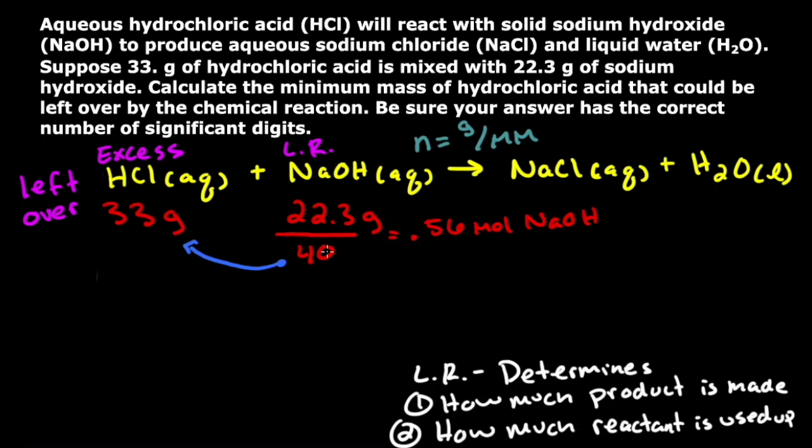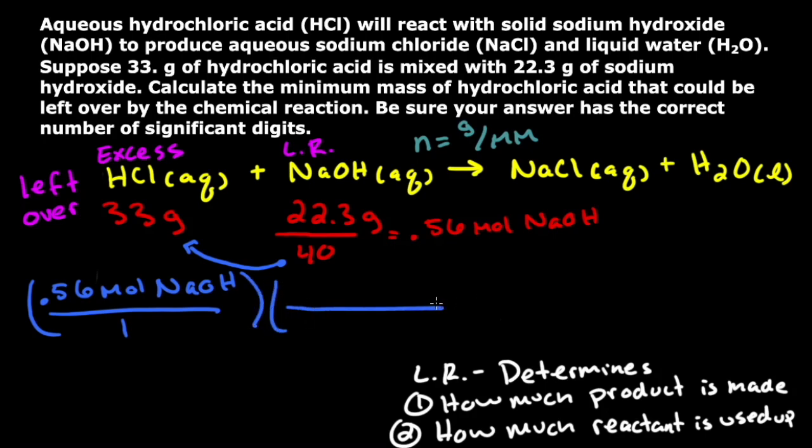All of this 22.3 grams, when this reaction is done, will go to 0. All this will be gone, but this will be some amount used up. And we went from reactant to reactant, so I found out how much was used up of this one. And so I'm going to take this 0.56 right here, which is moles of this NaOH, and I'll put that over 1 like this, and then I'm going to go to the HCl. So I'm going to put NaOH on the bottom here, and then I'll put this HCl up top here.